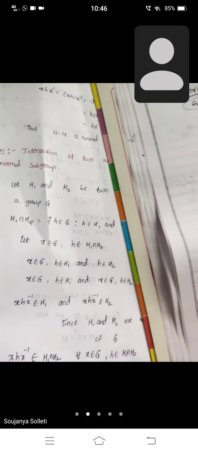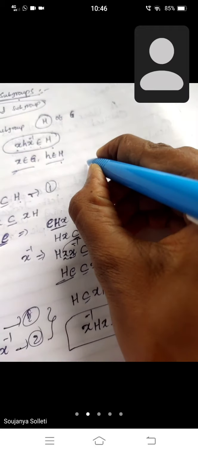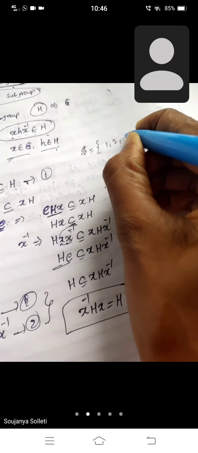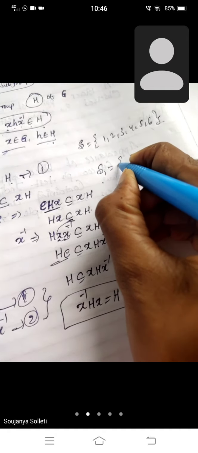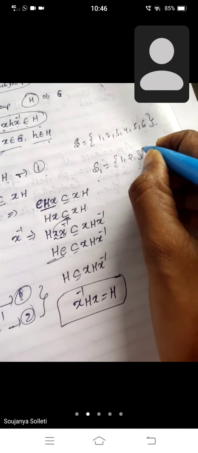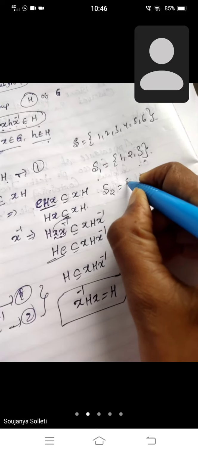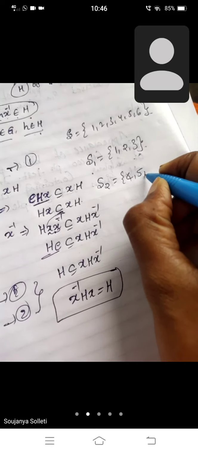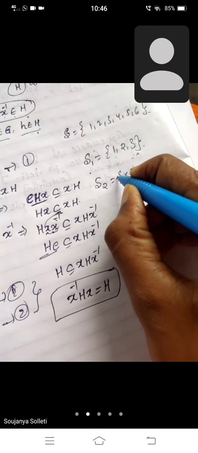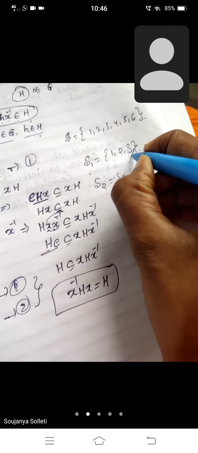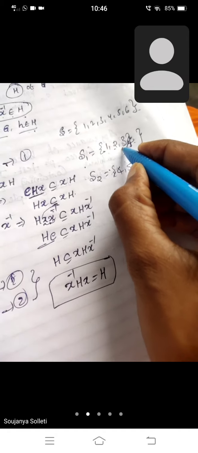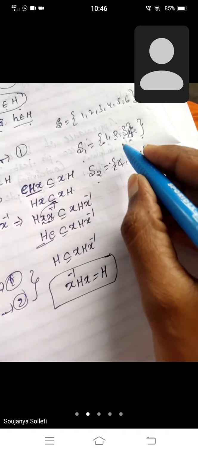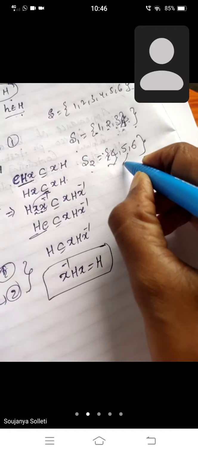Okay, and one more theorem: the intersection of two normal subgroups is a normal subgroup. What is the intersection? Suppose S is any set 1, 2, 3, 4, 5, 6. S1 is a subset, what will we get? 1, 2, 3, 4. S2 is another subset of S whose elements are 4, 5, 6.